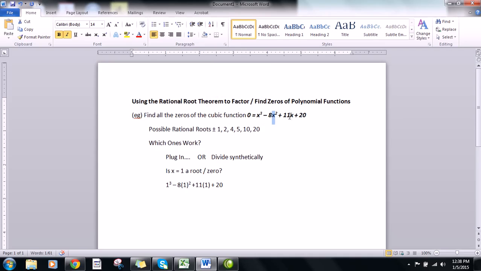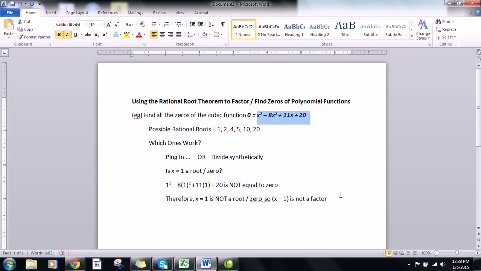So all I'm doing is plugging in 1 for x every time I see an x, right? And what I got here is certainly not equal to 0. I got 20 plus 11, that's 31, and this here certainly does not add to be negative 31, right? So it's not equal to 0. Therefore, 1 is not a root or 0. Therefore, x equals 1 is not a root or 0, which means x minus 1 is not a factor of the original cubic polynomial.